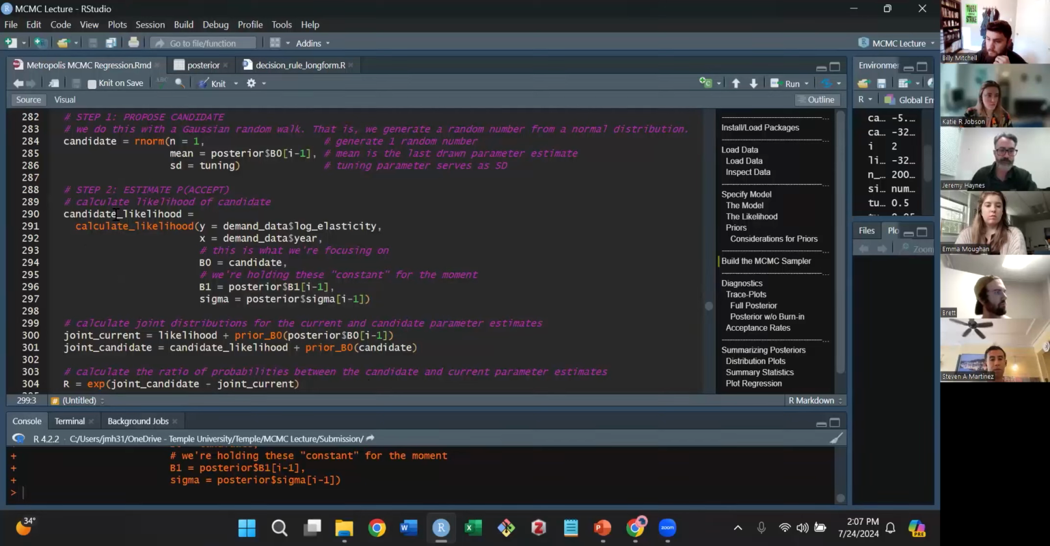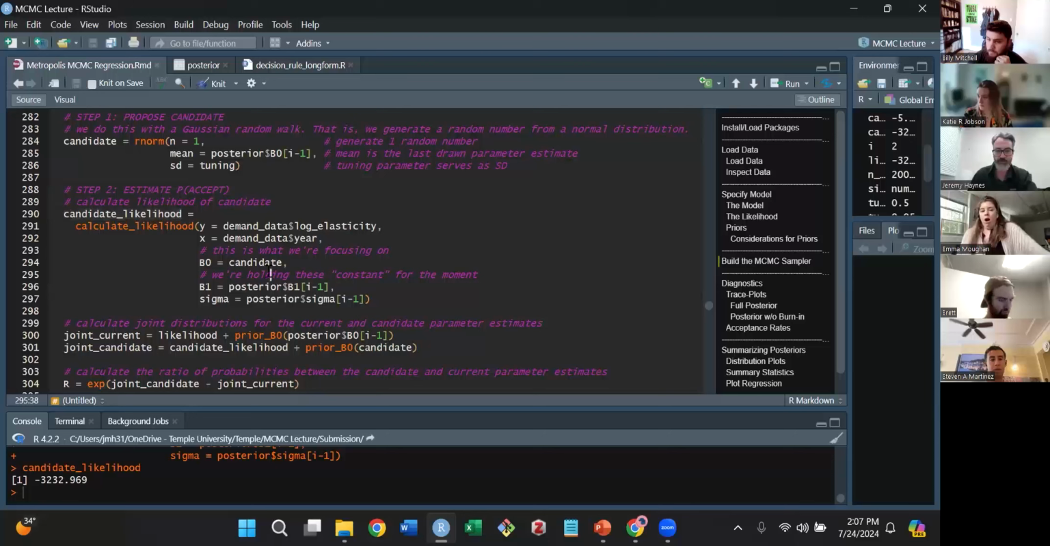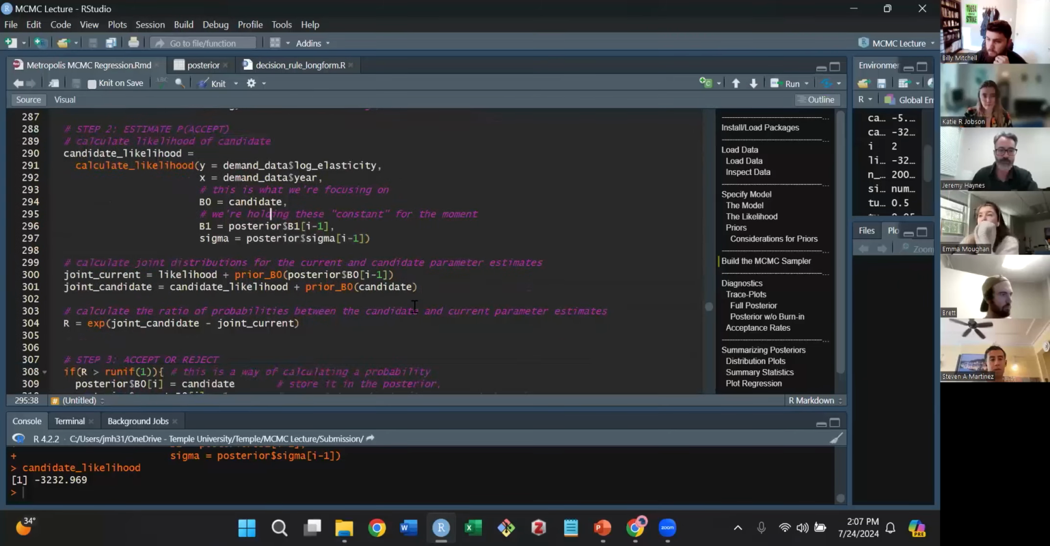We'll run that. Our candidate likelihood is this negative number that again is kind of hard to interpret. And then here we're going to use basically Bayes' rule to calculate the joint distribution that I talked about before. It's that numerator in Bayes' rule. We don't have to worry about the denominator because we're using MCMC, and also because we're calculating a ratio.